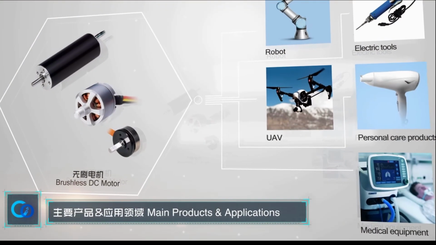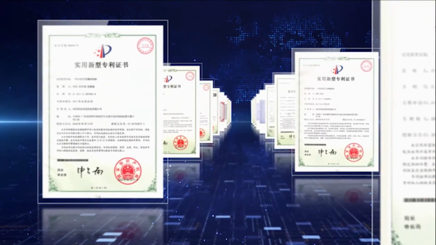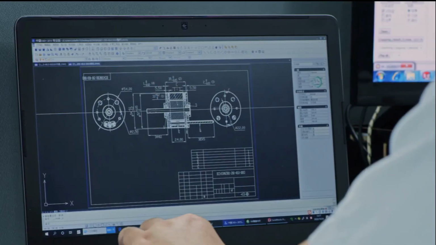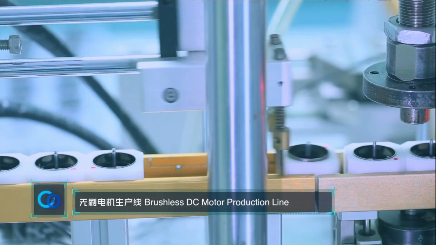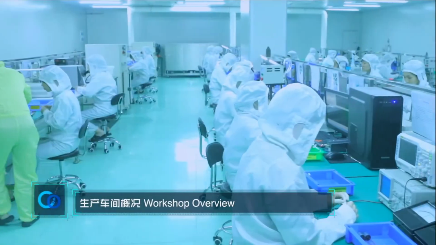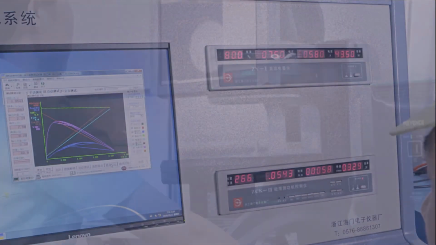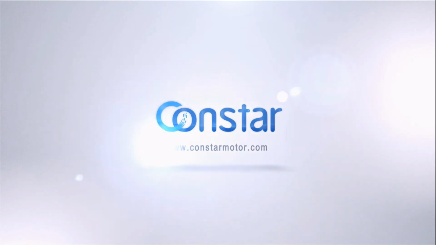Constar, founded in 2000 and located in Guangming District, Shenzhen, is a private high-tech enterprise which focuses on providing integrated micromotor products and related solutions. Mainly provide motor production and customization services.